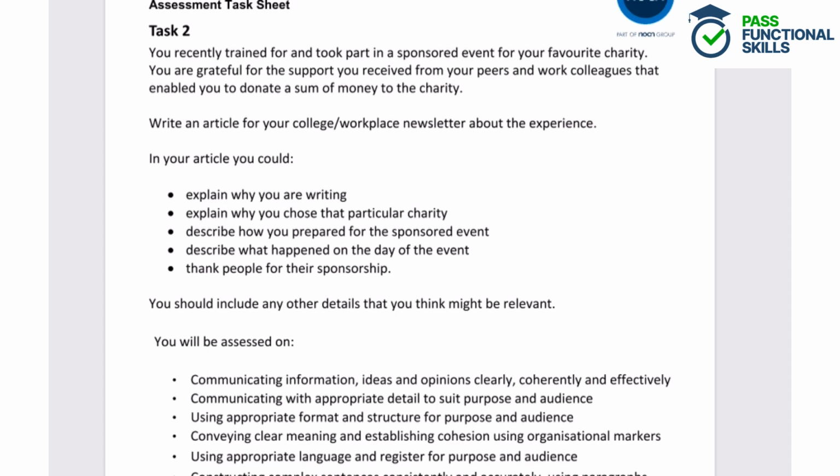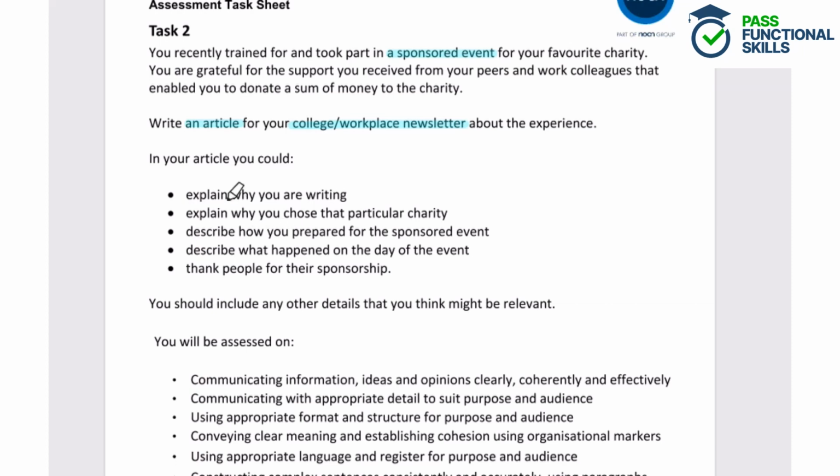So let's start by identifying the text type that we've been asked to write. And we have been asked to write an article. The audience for our article is either college students or people from our workplace, because we are writing for a workplace or college newsletter. And the purpose is to explain this sponsored event that we have done.